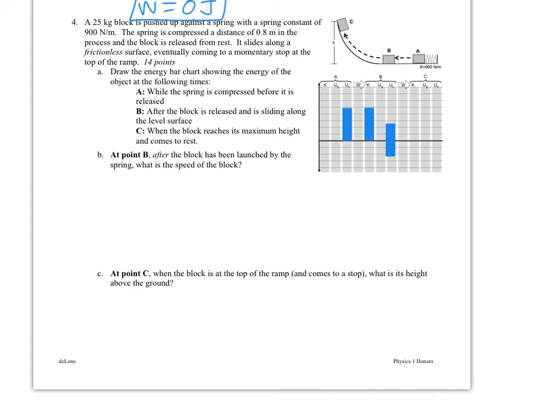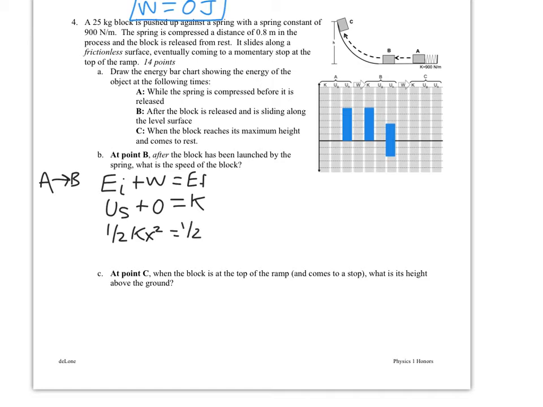In terms of the math part here, we want to first find the speed of the block at point B. So we're going to start, of course, with our big equation here, E initial plus work equals E final, and we're thinking about that transfer from A to B. So we're starting with spring potential energy. There is no work done here, and we end with kinetic. So what we end up getting is 1/2 kx squared equals 1/2 mv squared.